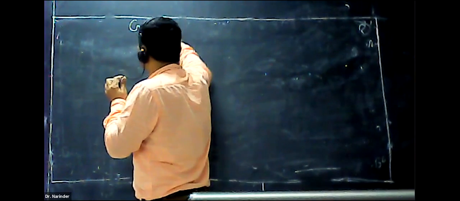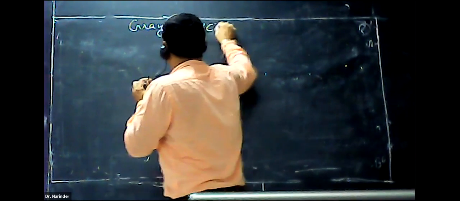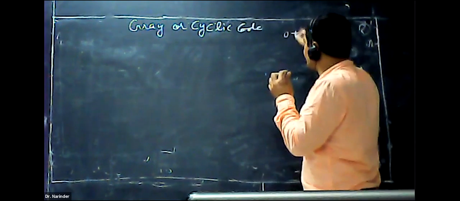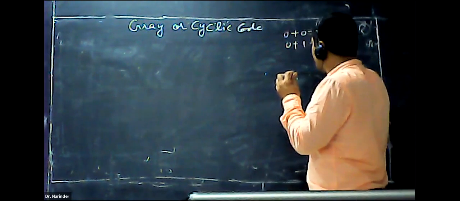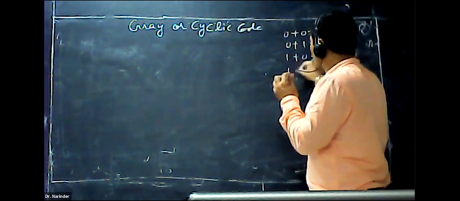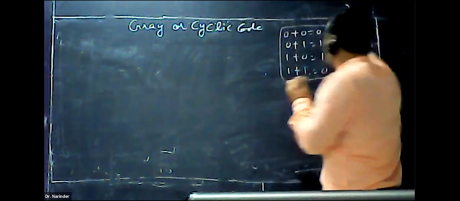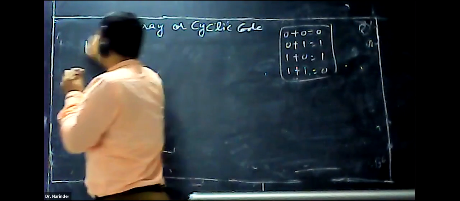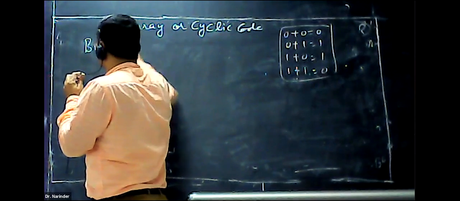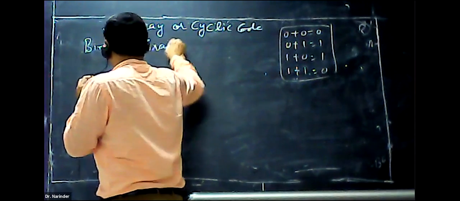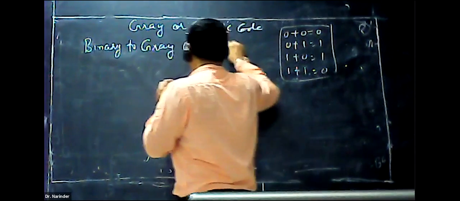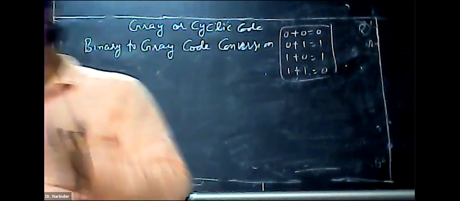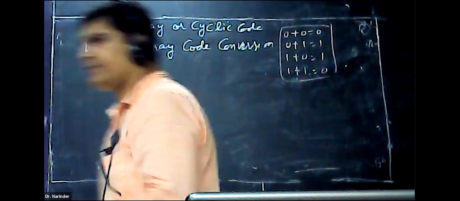Gray or cyclic code. One thing you have to remember: 0 plus 0 is 0. 0 plus 1 is 1. 1 plus 0 is 1. 1 plus 1 is 0. In gray code, you have to take 1 plus 1 as 0. This is the important thing. Now, binary to gray code conversion.